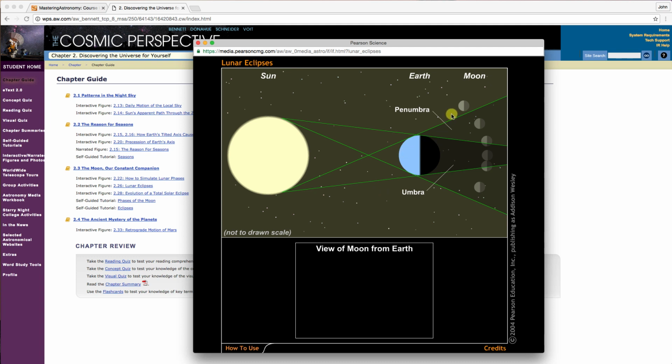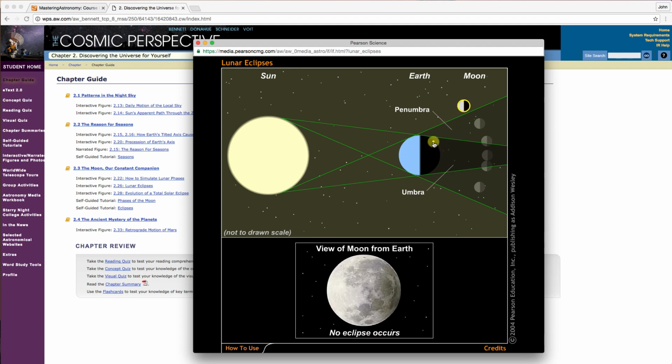So what you can do is you can click on one of these eclipses, put yourself somewhere on the Earth, and it'll show you what you would see. So this is a moon that is not in either part of the shadow of the Earth here. And when we look at it from this location on the Earth, we see it as a normal moon. It looks like a normal full moon.